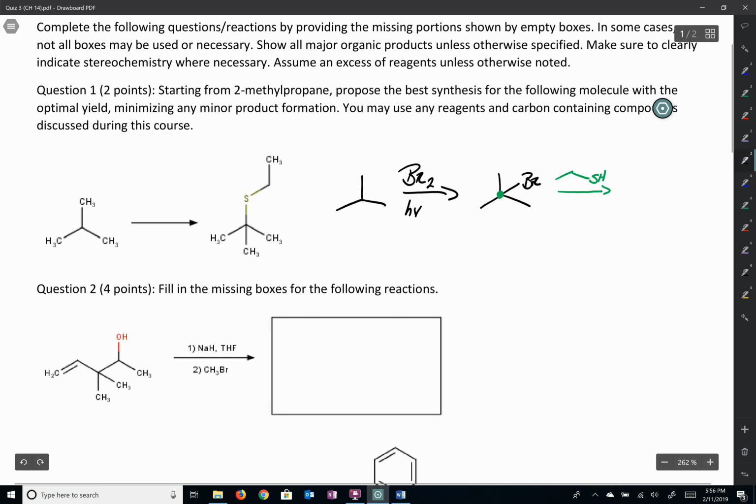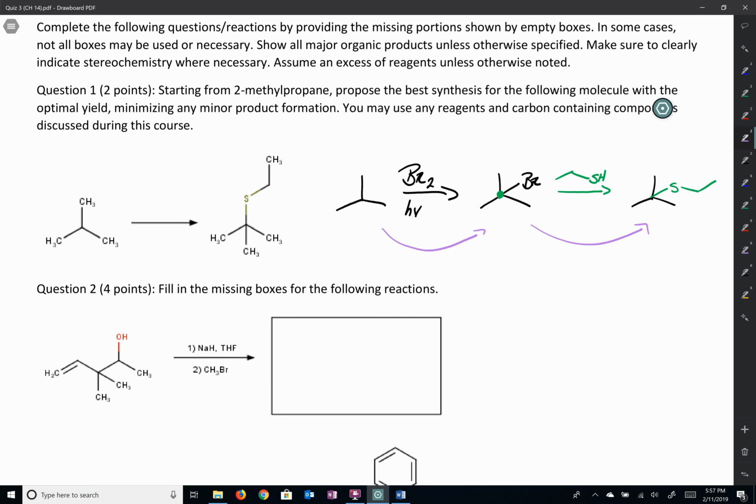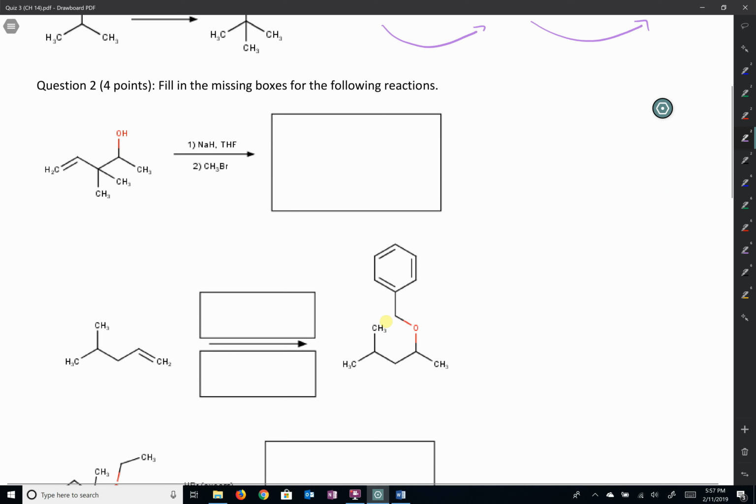And at the end of the day, let me do the rest here in green. At the end of the day, that's what we're going to get out of it. Now, you guys should be able to do the mechanisms for these two transformations: the radical halogenation and then the simple SN1. You should know the mechanisms for those two. But that's all I was asking for, just a little simple multi-step synthesis.